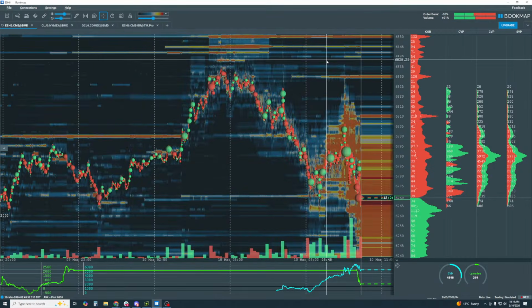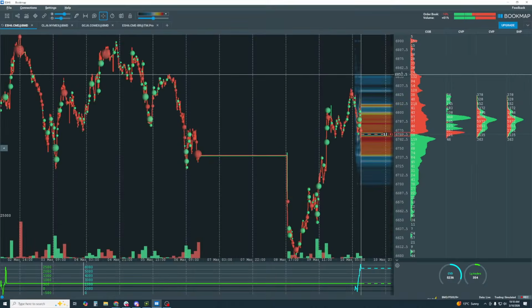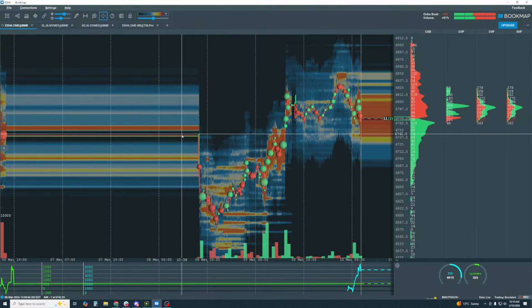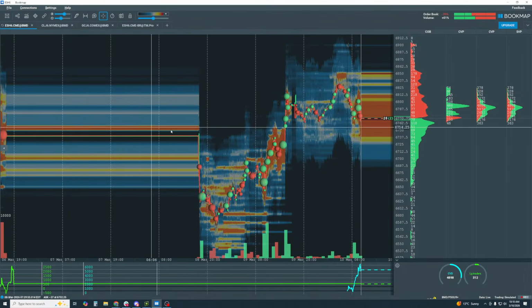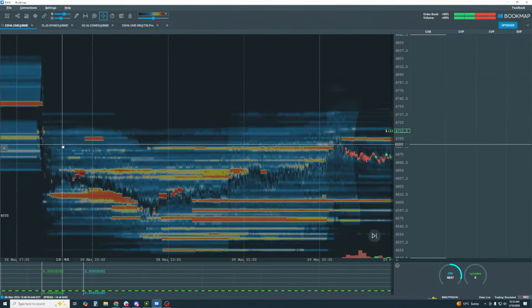All right, let's take a look. First thing first, let's just zoom out and talk about this environment we are in. Here's the weekend in Bookmap. This is the ES, the S&P E-mini. We see the drop here. Let's just zoom in over here.